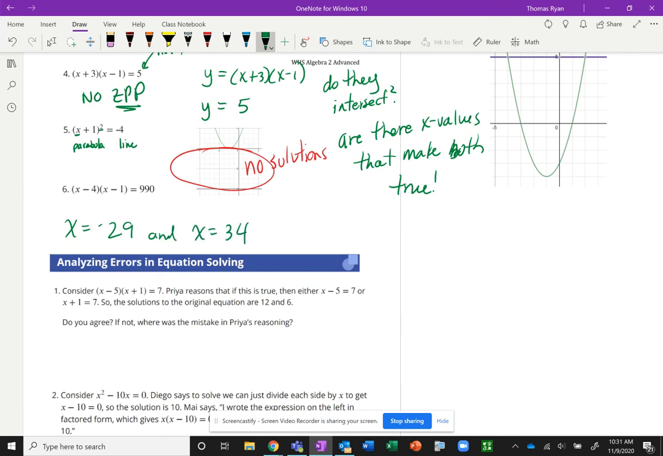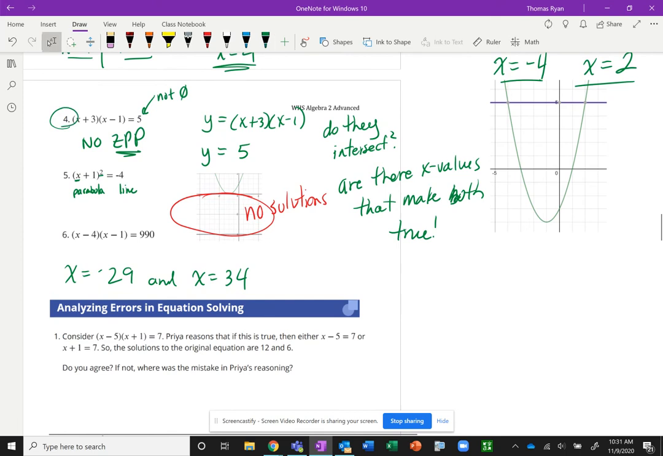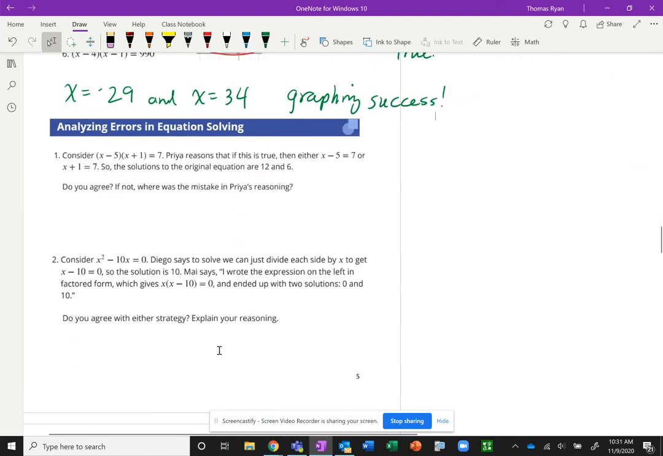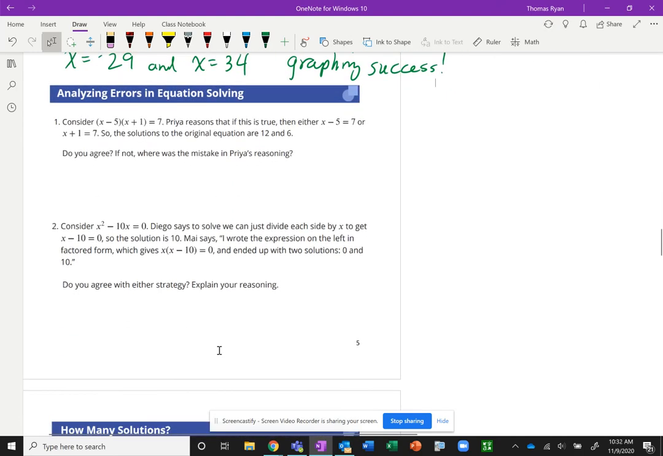Now, even if you were able to think through number 4 in your head and come up with -4 and 2, there's probably not a good chance you were able to do that with 6, which is why graphing is a successful strategy. So we want to make sure that we can use that as one of our strategies. Okay, so we're going to analyze something that Priya did here.